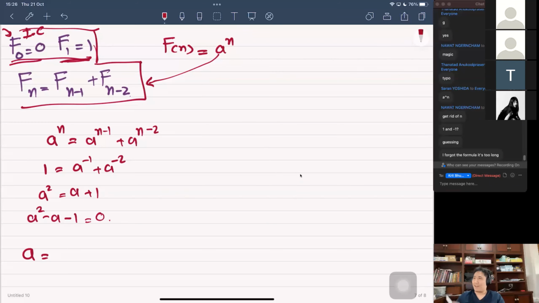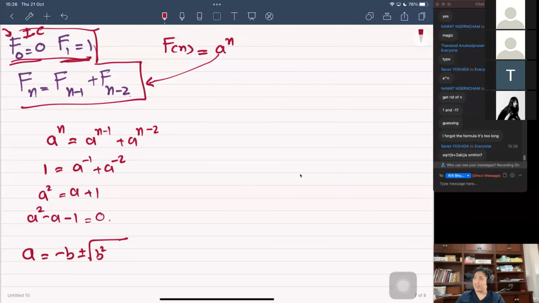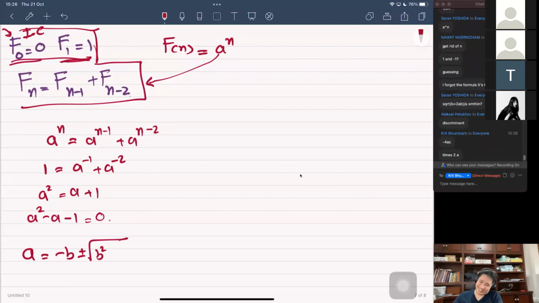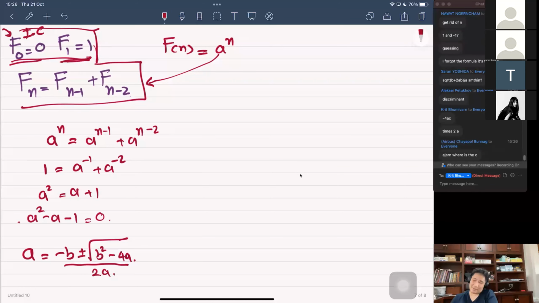Okay, that long formula: minus b plus or minus the square root of b squared minus 4ac, all over 2a. Not even close. I like the formula. It's the quadratic formula. I hope you still sort of see it somewhere in your life before, right? How to solve any quadratic equation.